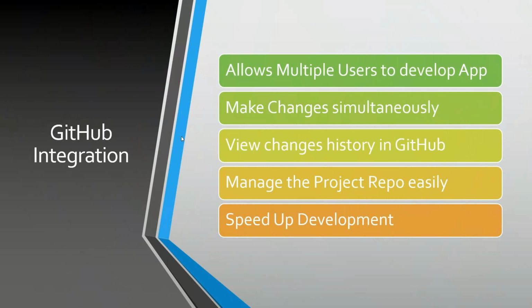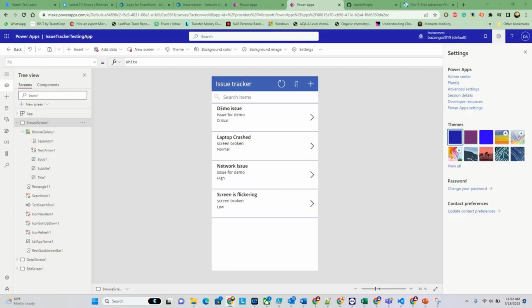integration. Now, GitHub integration will allow multiple users to develop an app, so that your development will speed up, and you can also manage the history of the changes that are made by multiple developers, and at the same time you can manage that project in the repo easily as well. So without further ado, let's go and do an end-to-end demo of how we can do GitHub integration in Power Apps. We're gonna start with an app.